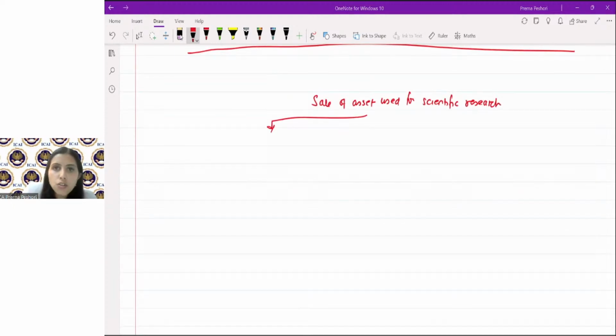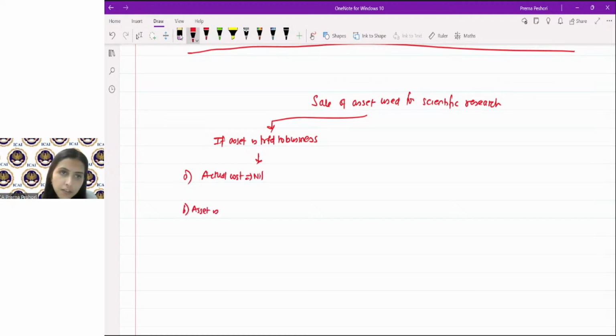If the asset is transferred to business, the WDV or the actual cost will be nil. If the asset transferred to business is sold, then this is under section 41. Clear?